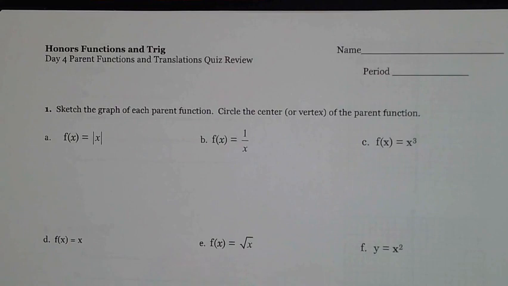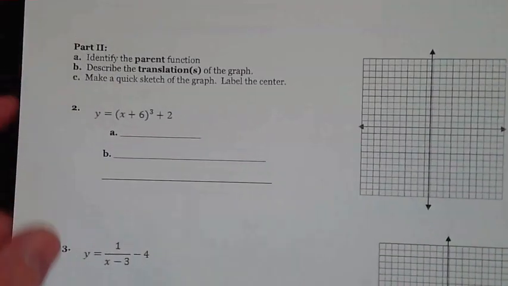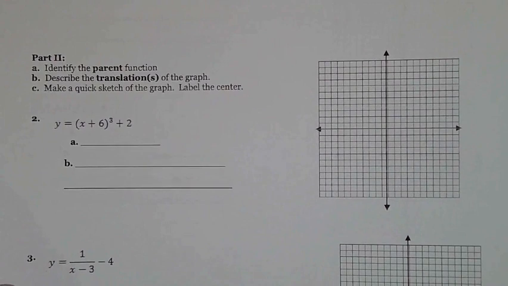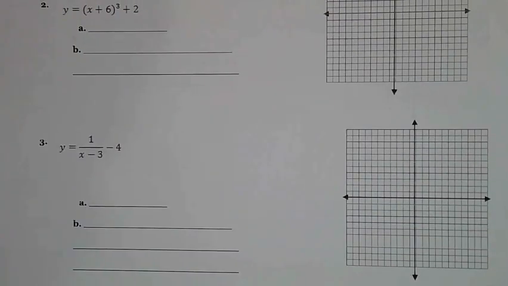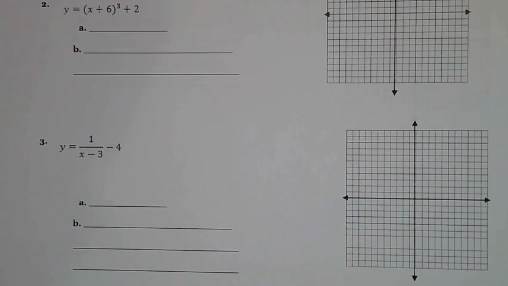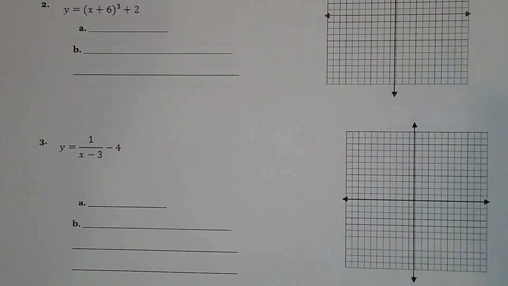First section here, we just have the parent functions. Know what those 6 look like. I've got the answer key for that assignment, the first assignment from the chapter, so I don't think I'm going to spend too much time on that right now. The second section, we're looking at identifying the parent and then figuring out what the transformations are and drawing a sketch. There's a lot going on in this one.